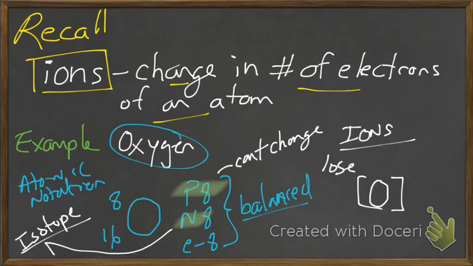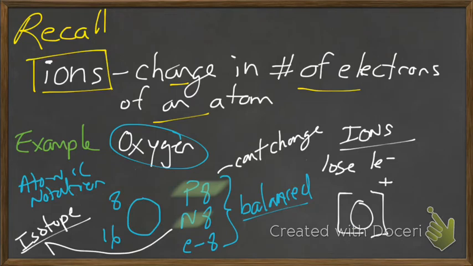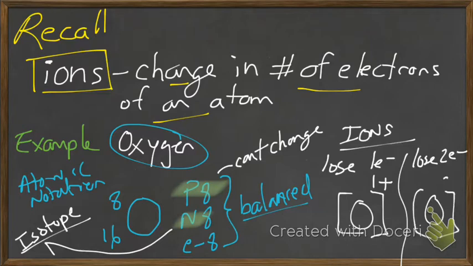Actually, let me erase the whole thing and draw it out underneath. If it were to lose 2 electrons, the symbol would still be the same, but my charge would be plus 2. It's because I've lost 2 negatives.